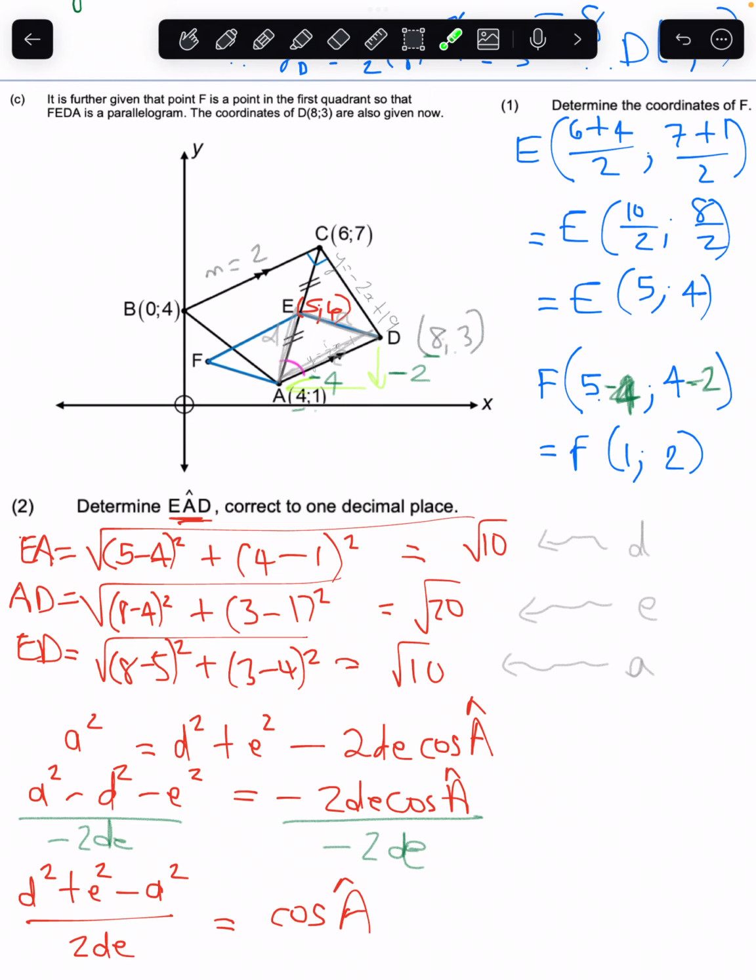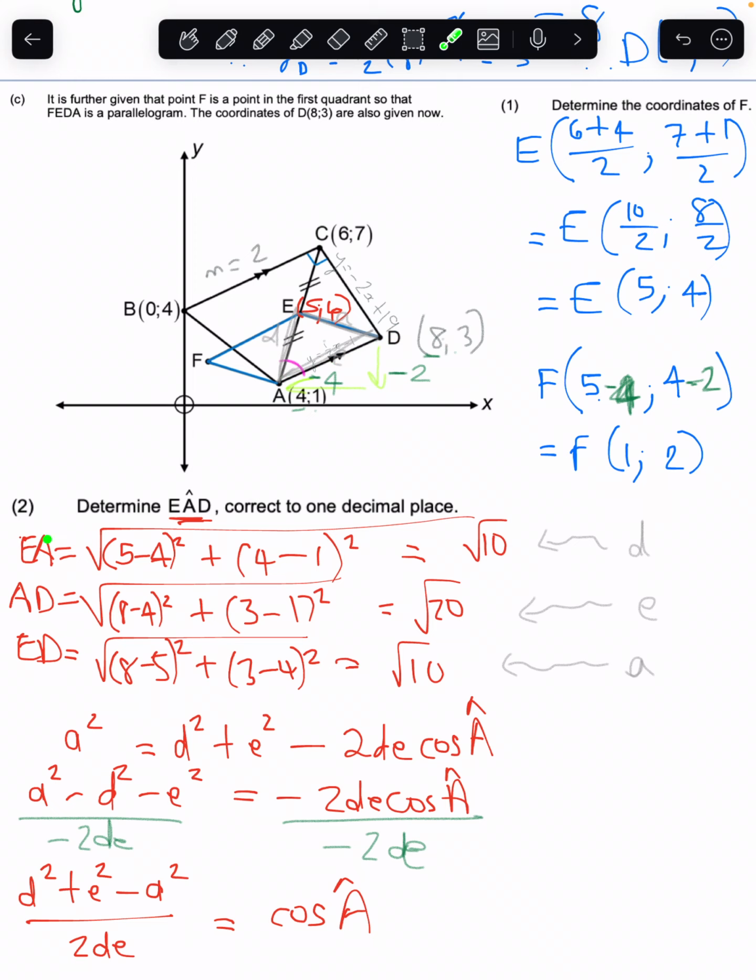Right. Then lastly, for ED, we have 8 minus 5 squared and 3 minus 4 squared. So that ends up being 9, this ends up being 1, so we end up with root 10. Okay. And then the cosine formula tells us that, well, okay, and then we labeled our sides. So EA is D, ED is A, and AD is E.